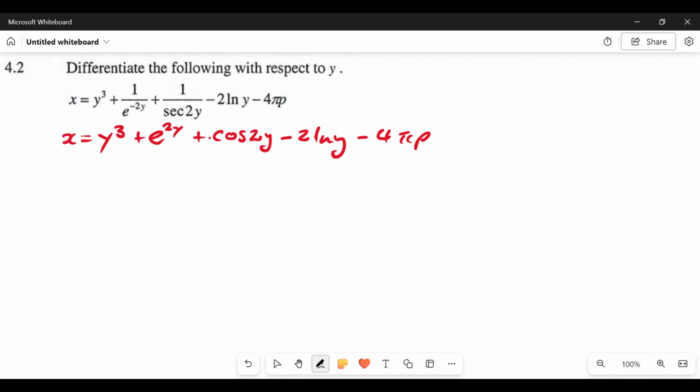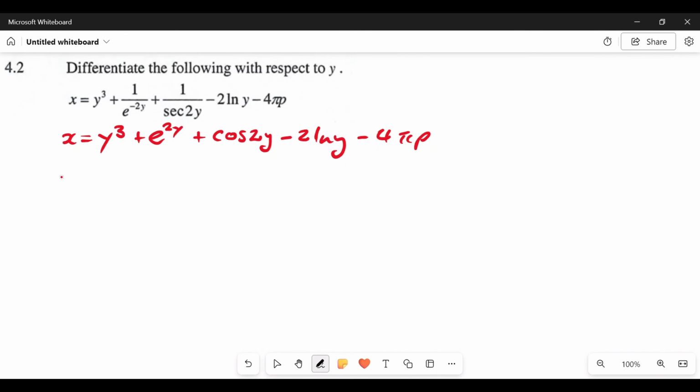Just in case you didn't understand the third term where I say 1 over sec is cos, there is a video of inverses. I will leave the video in the description. Go and watch that video. And also the very same video will pop up on the top right of this video here, so that you can understand the inverses. Now that our expression is linear like this, we can start differentiating.